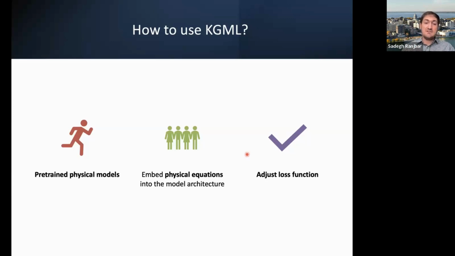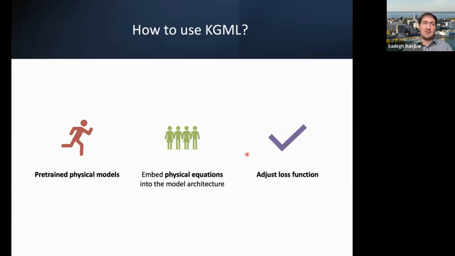Another way is to embed the physical equation into the model architecture. For example, when we are creating a model architecture, we can define the rules that we have. For example, we can say, okay, I don't want any water fluxes to be negative values. And this makes it a hard constraint and makes that always true, so we always get positive water fluxes.